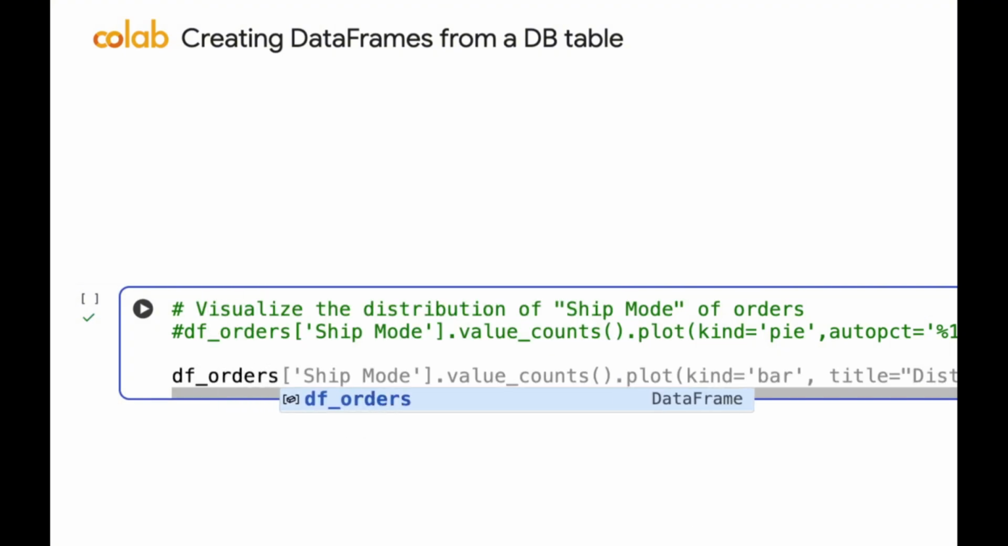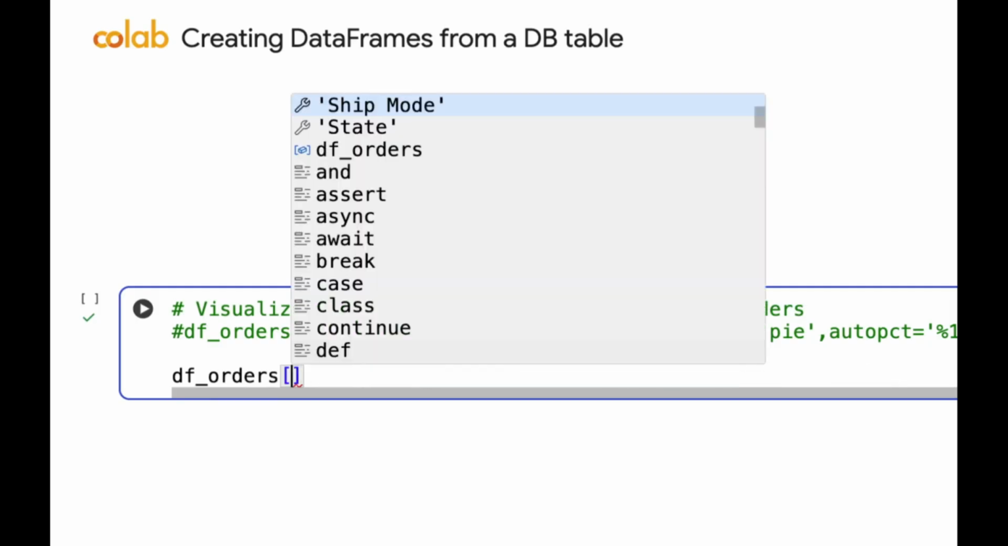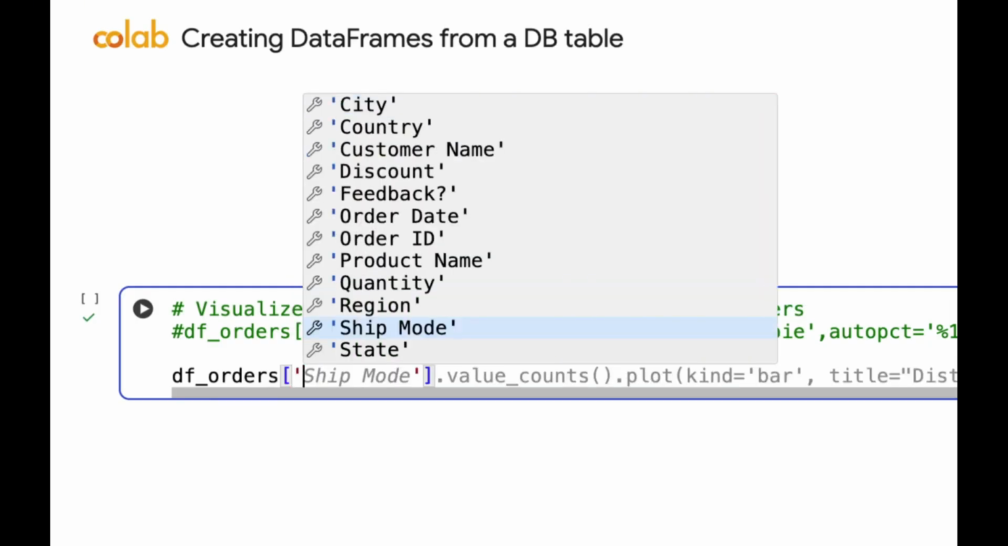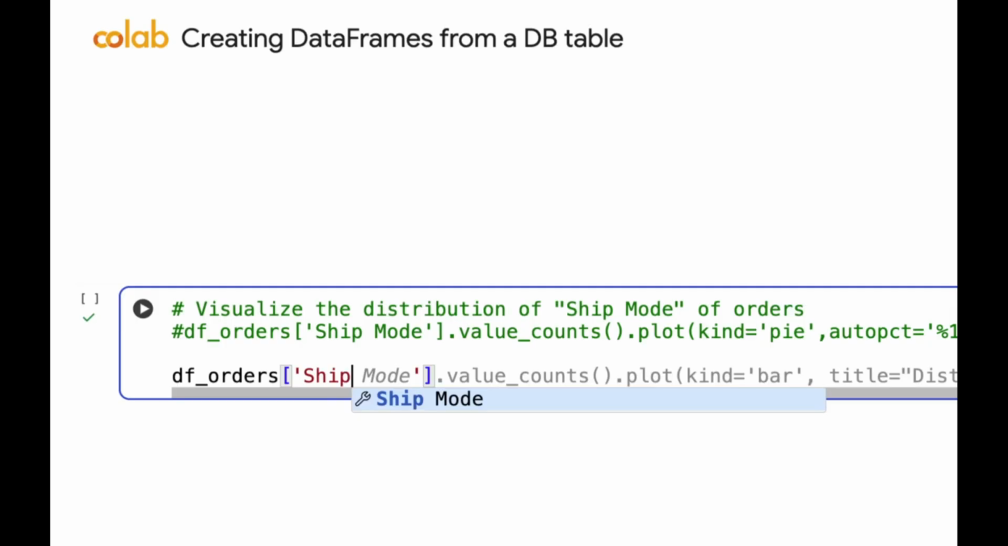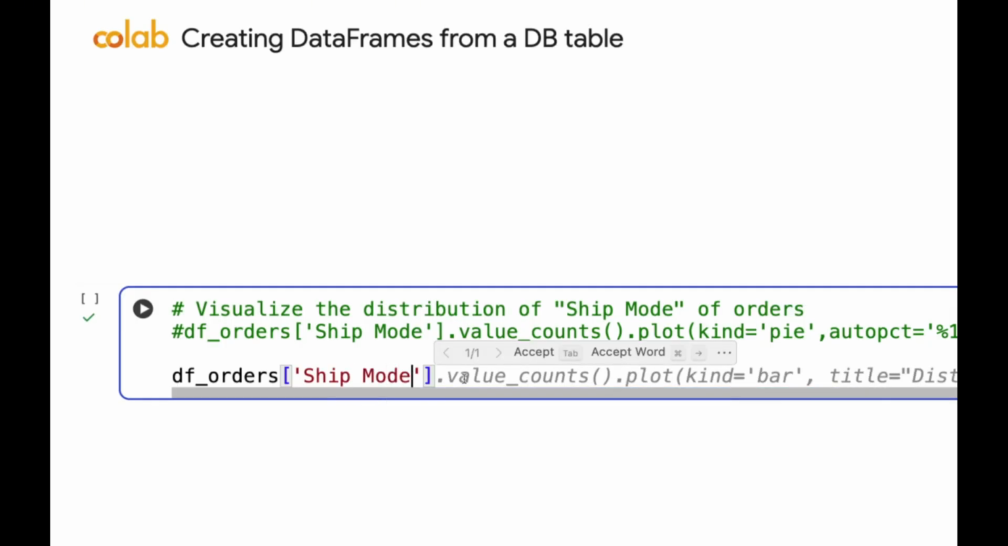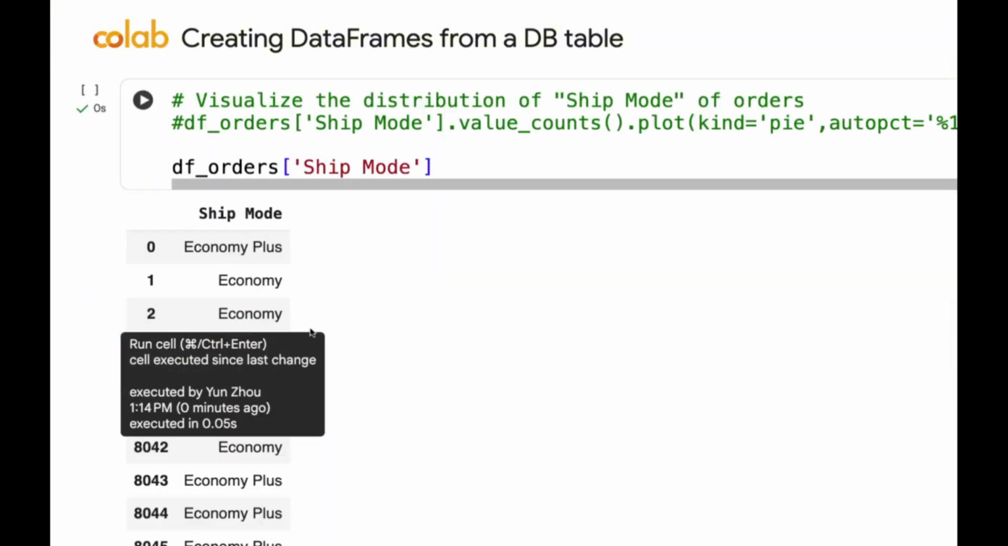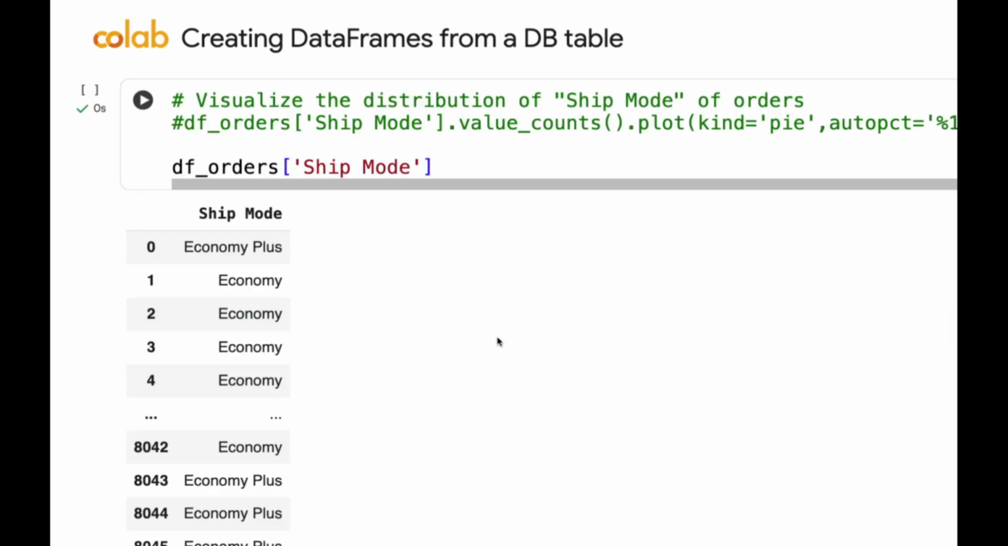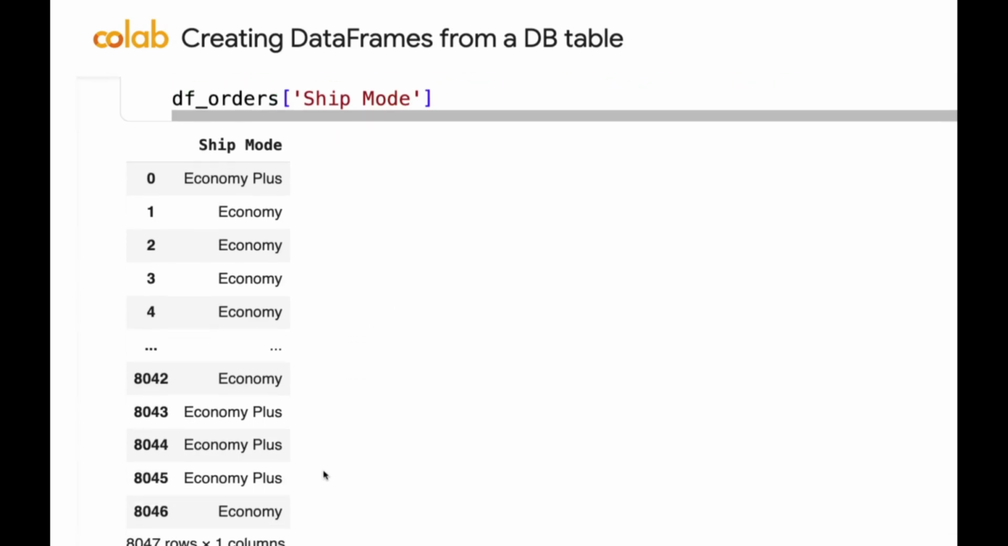There are many different columns, but for now, let's focus on the column called ship mode. It will tell you the ship mode for each order in this data frame, right? So we just take the ship mode column to see what's there. As you can see, there are different ship modes like economy, economy plus. Again, as you can imagine, for extra money, you can get the order to be delivered sooner, right?